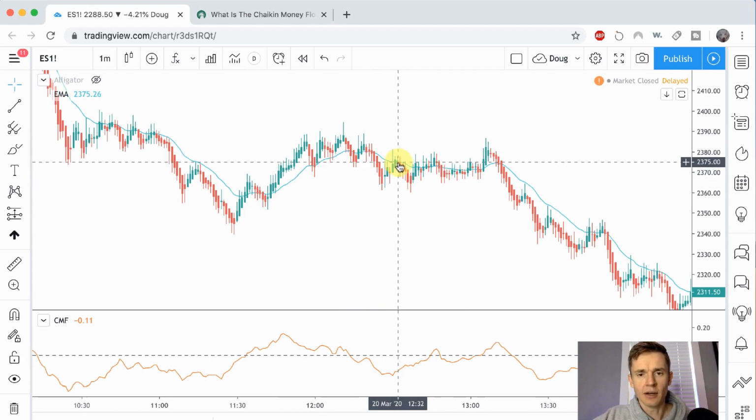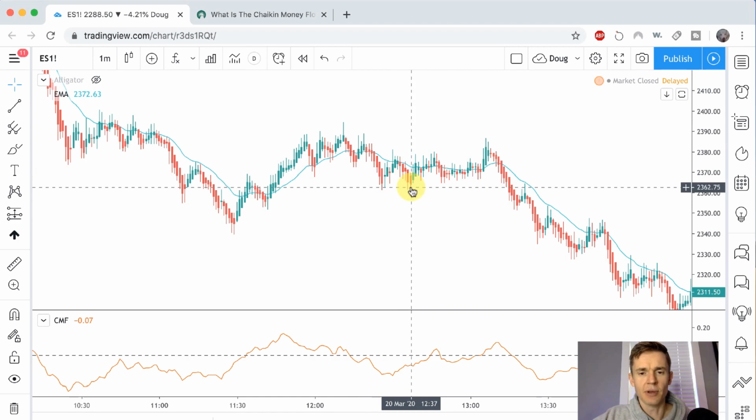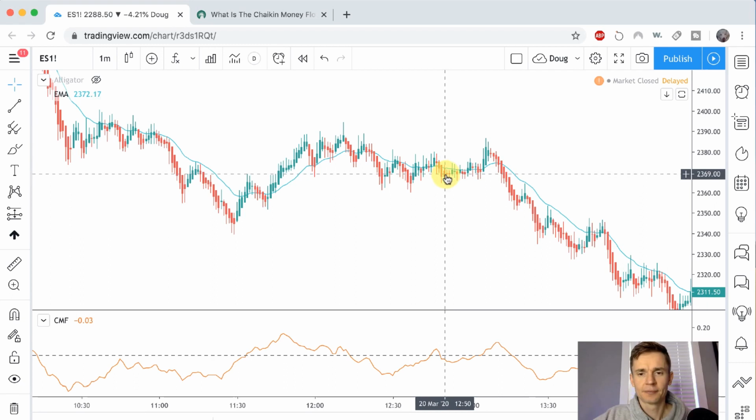Right here, you probably would have got out on that one. I will call that one a potential winner. It moves at least a decent amount. And then you come back up. And this is where indicators really can screw you.